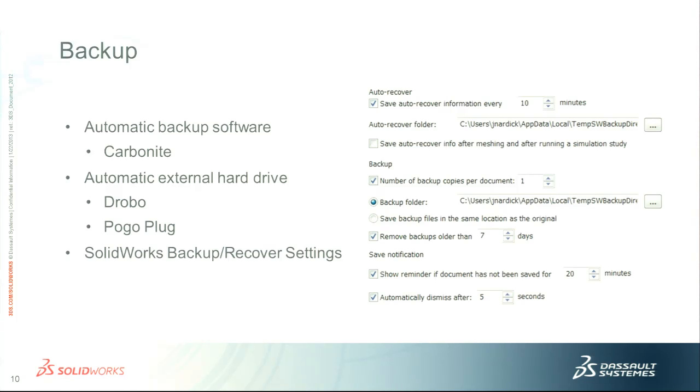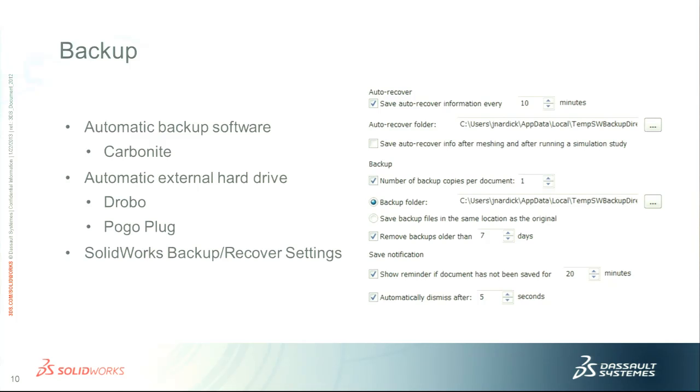There are also automatic external hard drives you can purchase. Drobo and PogoPlug are great examples of this. They also use a software package that will automatically, at the end of the day, you can schedule it. You can say once a month. You can say whenever you like. It will look for files that have changed and back them up for you.